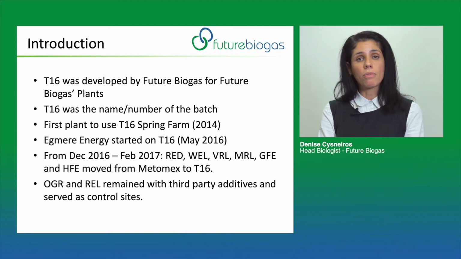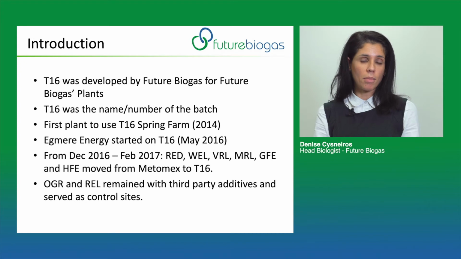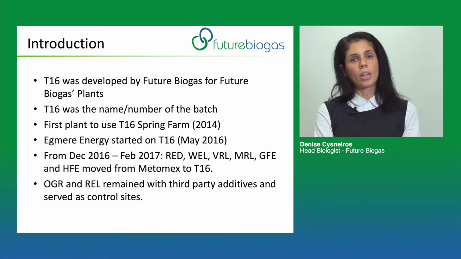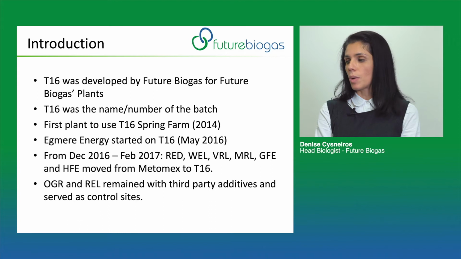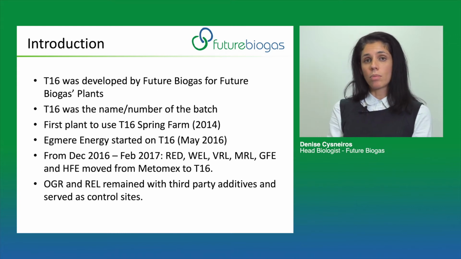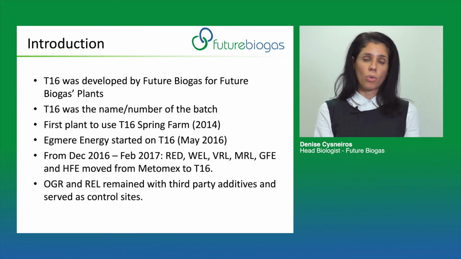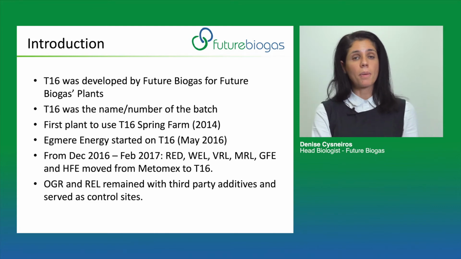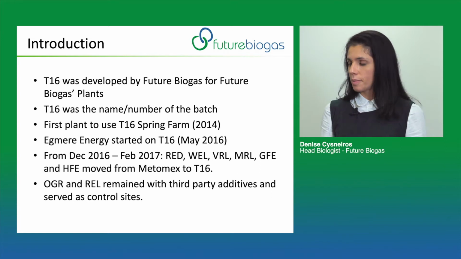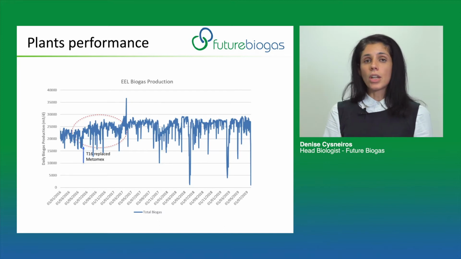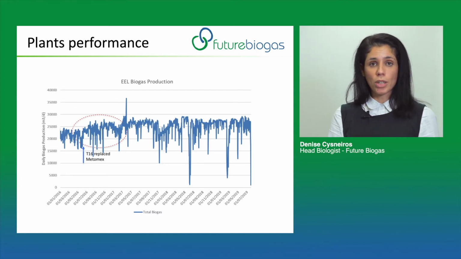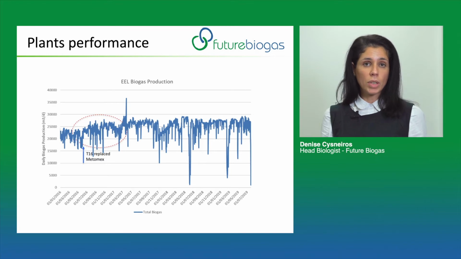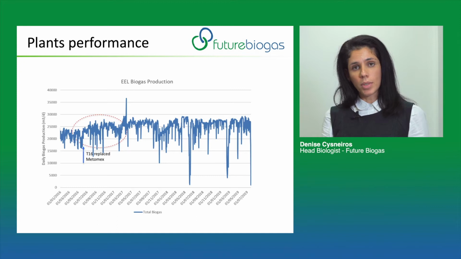After that, we have moved on and we have started all our other sites on the T16 as well. We kept one site, Oak Grove Renewables, as a control site, so we changed additives, but they were both third-party additives. So you can see here on this graph the biogas production on site through the years before the T16 was added and after the T16 started being supplied.